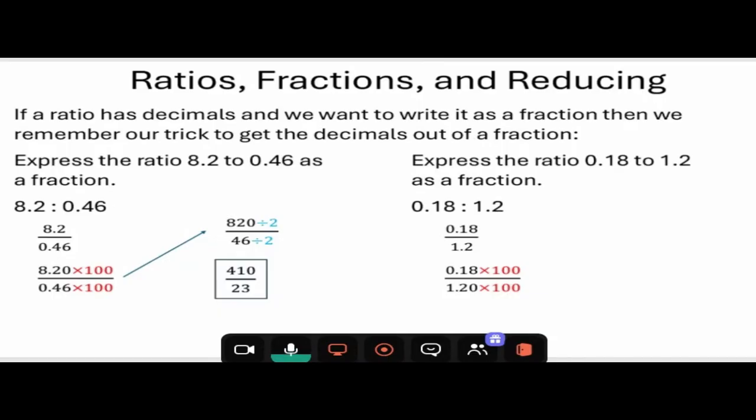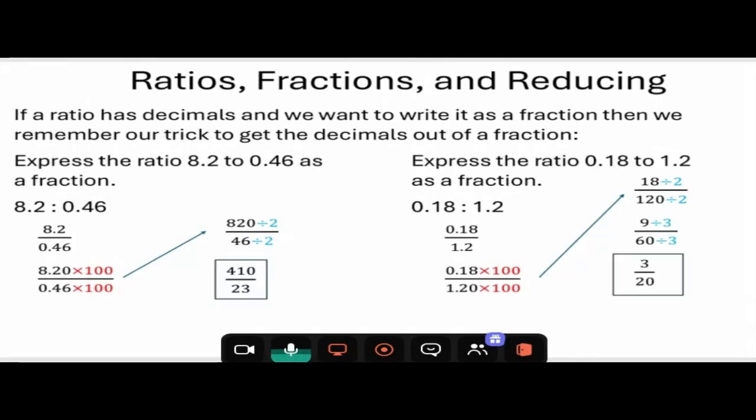Multiply top and bottom by 100, because that gives me a fraction without decimals, which is what we want. And then, of course, we always reduce, so 18 over 120 reduces to 9 over 60 when we divide top and bottom by 2, but look carefully, top and bottom also now divide by 3, so I get 3/20.